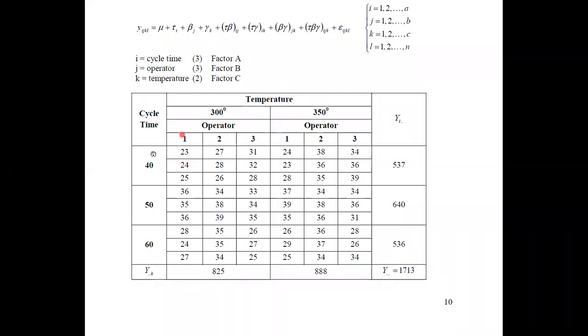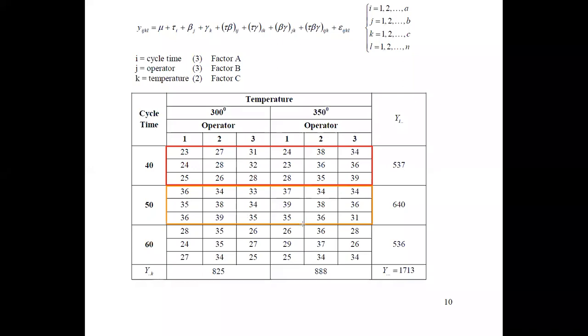Therefore, first of all, I am taking the row totals. If I need to get the row totals, I can make these clusters. Now you can see that this is the cycle time 40. If you are considering cycle time 40, then these are the set of values that we can identify, and that value is equal to 537. Here you can see this is the next cluster, for the cycle time of 50. Now you can see the value is obtained as 640.